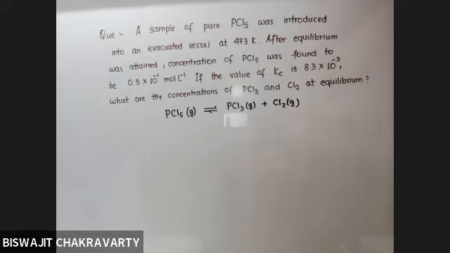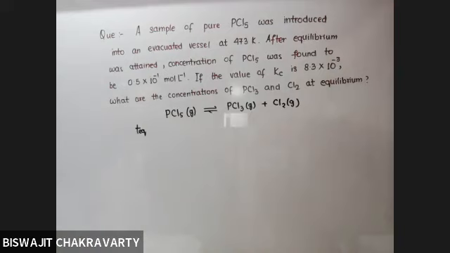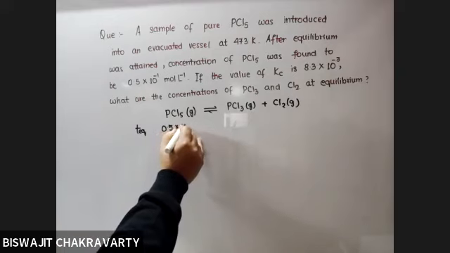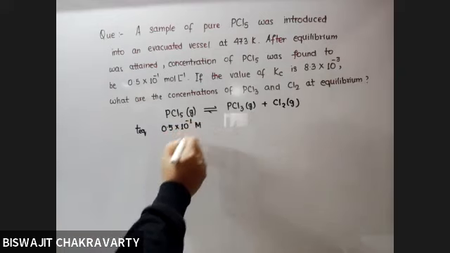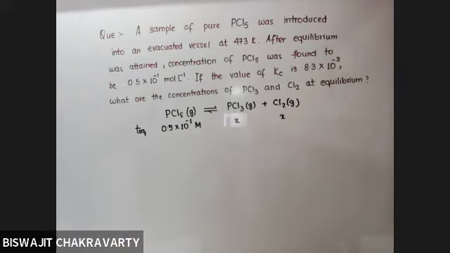So how will you proceed? We do not know the equilibrium concentrations of PCl3 and Cl2, and the initial concentration is not given, but the equilibrium concentration is given directly. It is 0.5 into 10 to the power minus 1. Let us say the equilibrium concentration of PCl3 is x, then Cl2 will also be x, because at equilibrium, both being in 1:1 ratio, it will always be x.